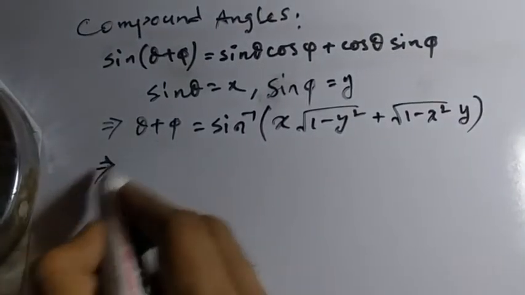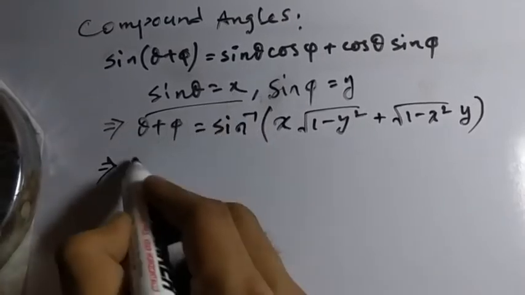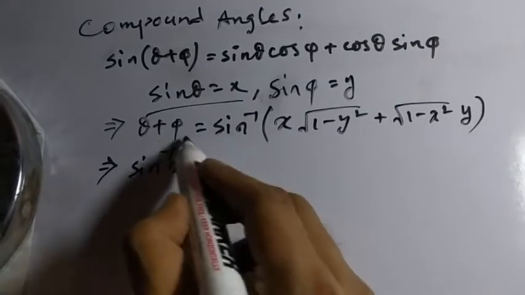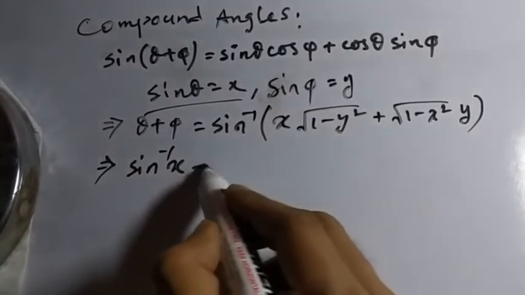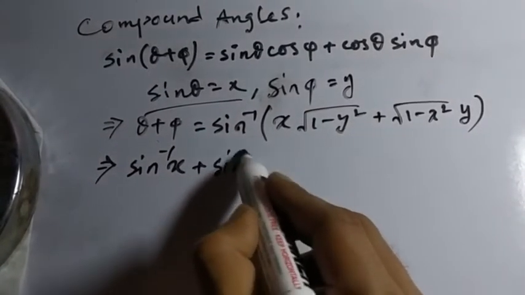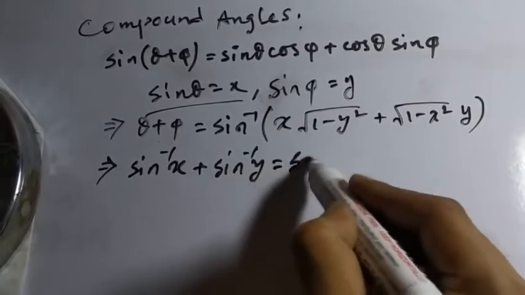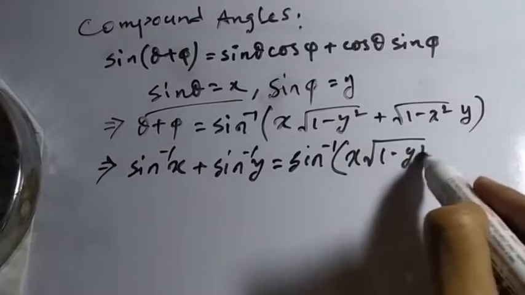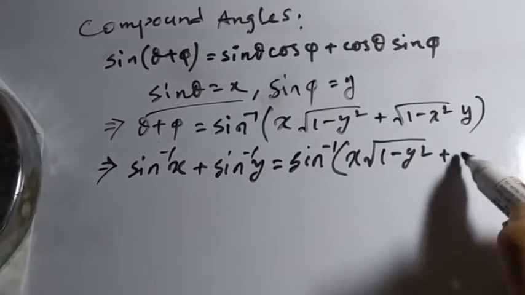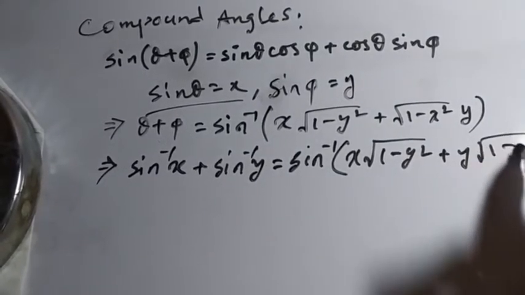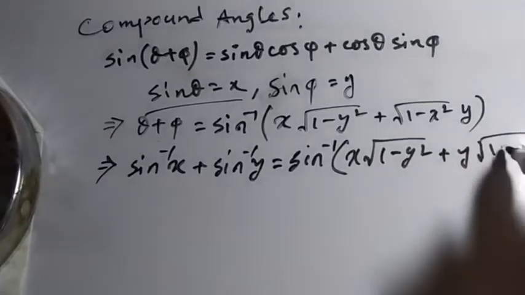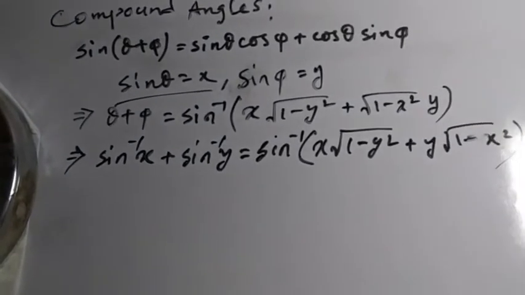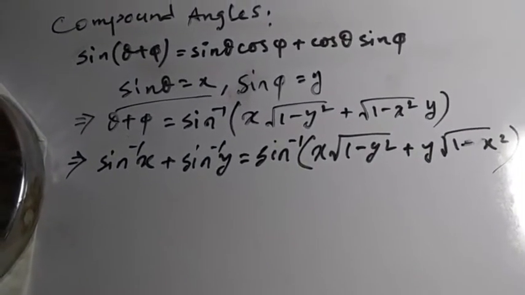So what is theta? If sin theta is x, then theta is sine inverse x. Similarly, if sin phi is y, then phi is sine inverse y. So depending on this, we get the formula corresponding to compound angles. It's a very important formula in inverse trigonometry because it will be applied in most of the sums.